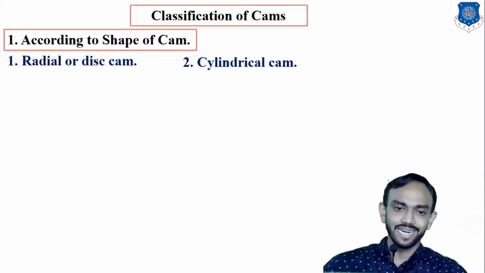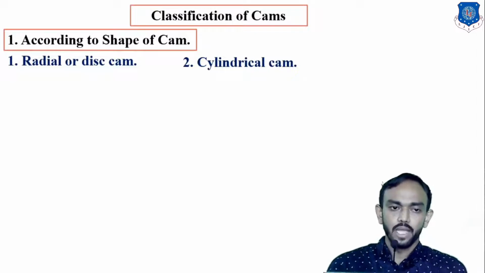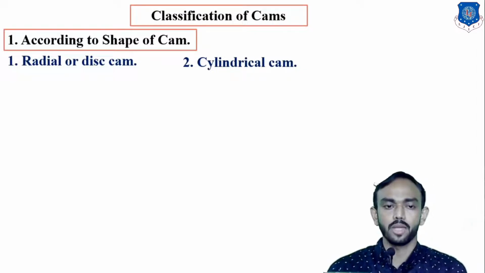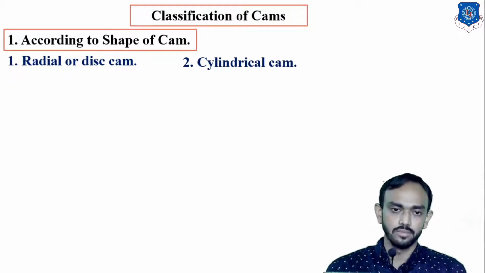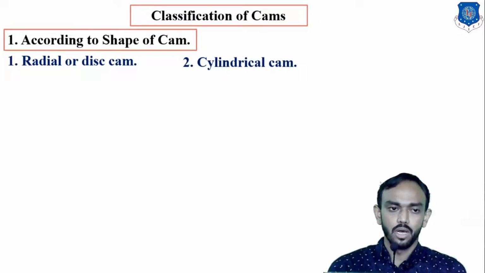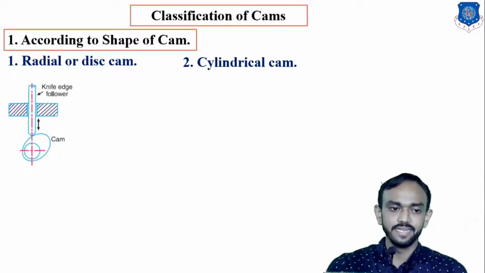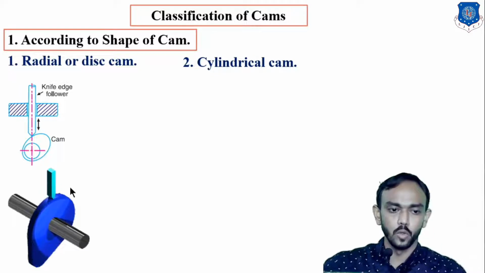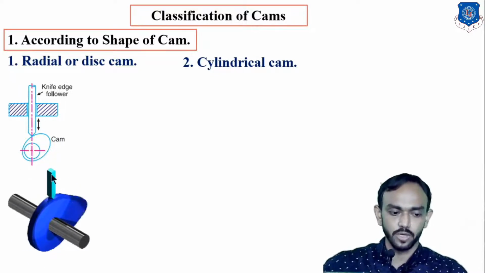Okay, now let's start the classification of cams. According to shape, there are lots of types of cams, but we are studying only some main important common types. So according to shape, there are two. First, start with the radial cam, which we have already seen. There is a rotary element, and with respect to that, the follower is reciprocating.